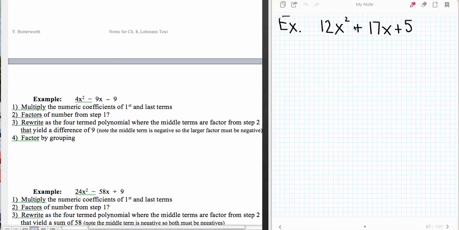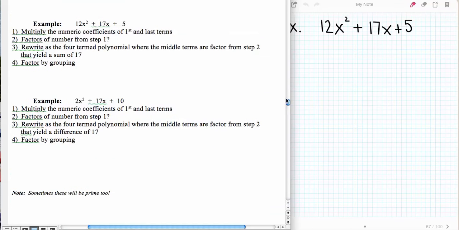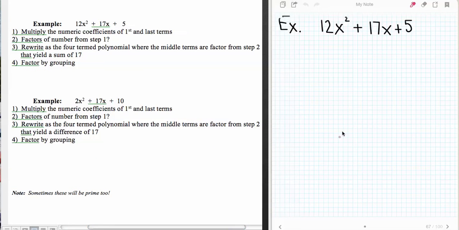Now with that last problem, you can see one of the issues, right? Sometimes multiplying and making a product is more pain than it's worth. So let's try this process again. 12 times 5, and 12 times 5 gives me 60. Now 60 is not quite as bad as 216, right? So we have hope here.